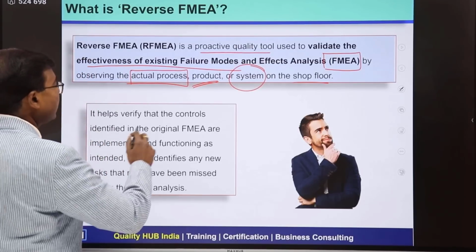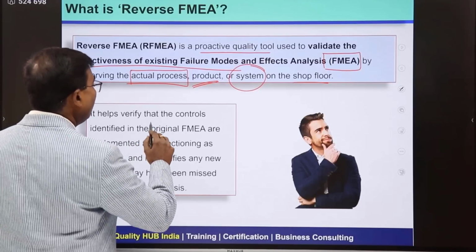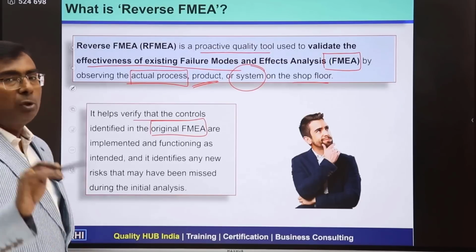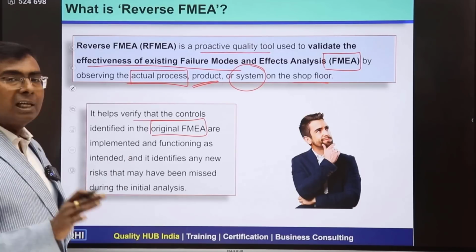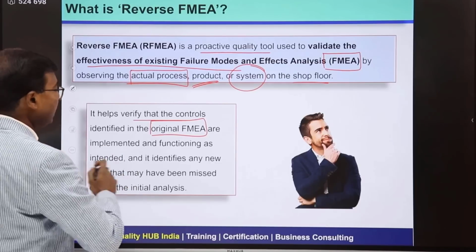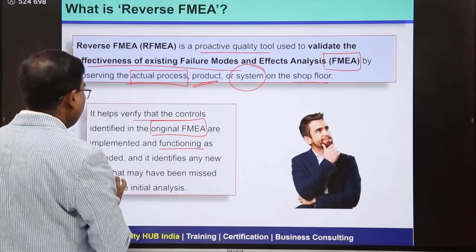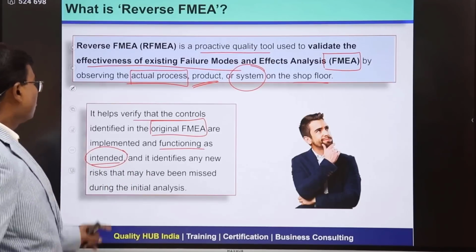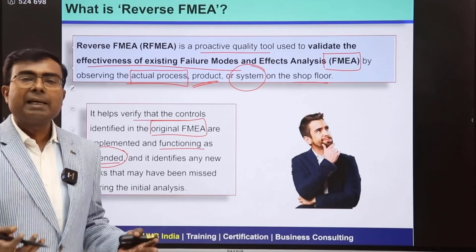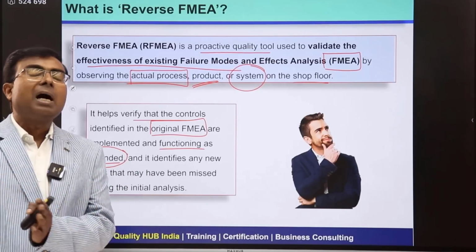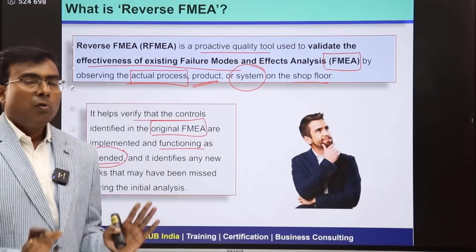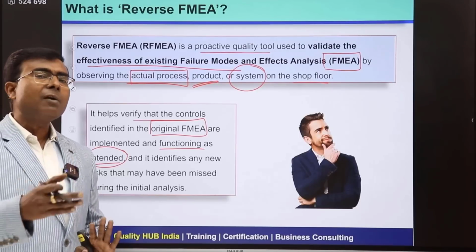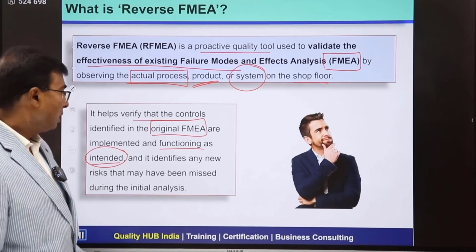So it helps verify that the control identified in the original FMEA, which has been made during the APQP activity, whatever control has been put in place, are implemented and functioning as intended. That means we are sort of validating. So whatever intention was there, are we getting those outputs in the shop floor or not, whether the controls are proper, we are receiving the required quality level. So it is sort of validation of the process, right?